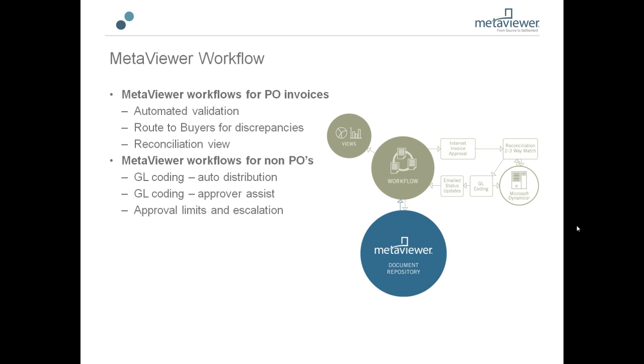When it comes to GL coding those invoices, we have some tools to help auto-distribute the codes or auto-generate the codes based on certain parameters, or for those approvers who are maybe doing the coding, we can do some approver assist where we can help them navigate as to what are the appropriate codes and validate those codes so that when we push that information up to the Dynamics system, the codes are correct and all validated as well. The third aspect of workflow is that exchange of information with Microsoft Dynamics, being able to share the information that is in our system with the Dynamics system, and then pull values down from Dynamics as needed as well.